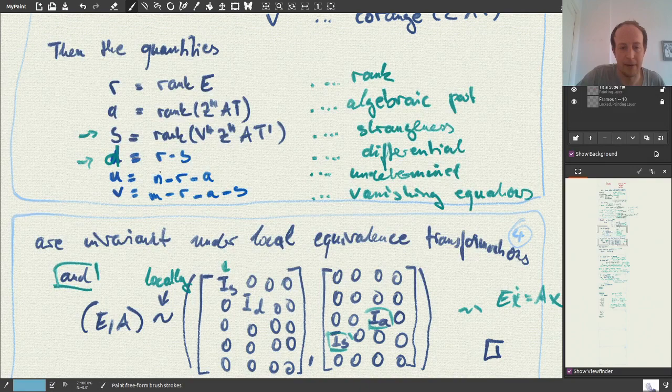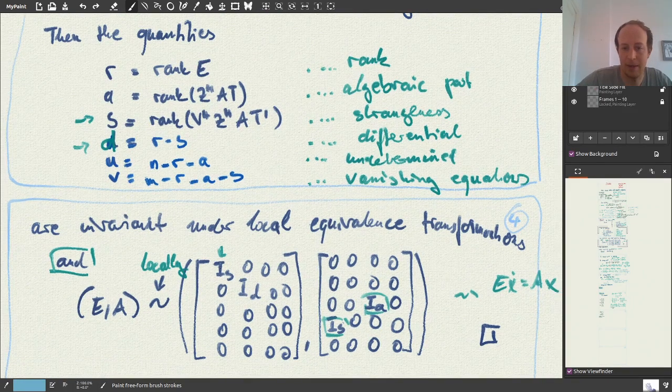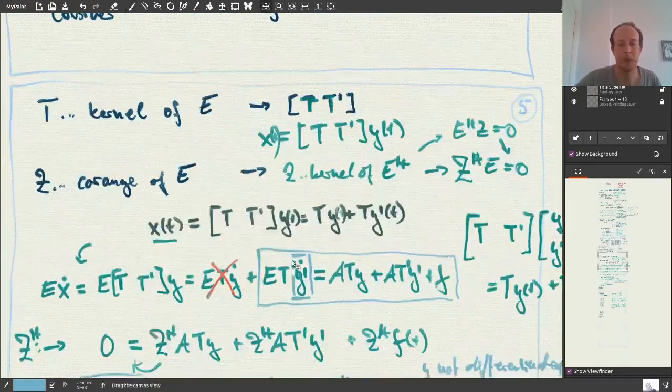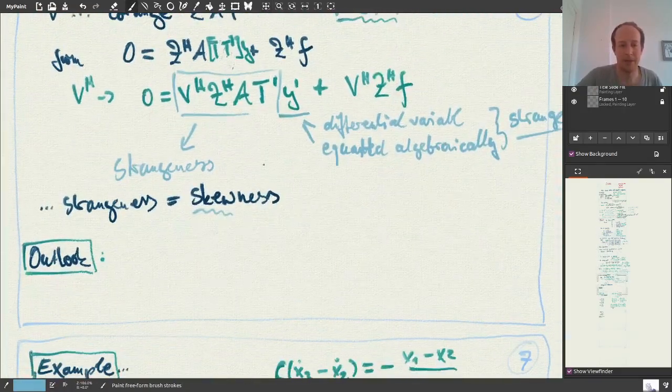So D is R minus S. R is the rank of the E. So this names all this together. This is how many variables are differentiated. But then we have to subtract the S, which are those variables that are differentiated, but they are also equated to the right hand side algebraically. And that's how we get to the D. Well, this is like the explanation of how we get the A, why this is the D, and what is the S. Okay, a lot of equations.